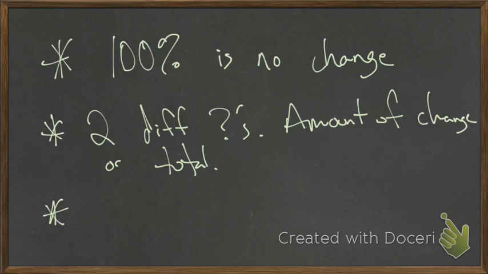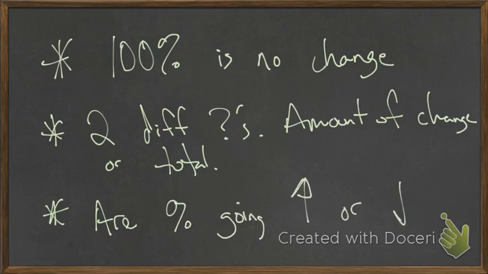And you're going to ask, are percents going up or down? Don't think of it in terms of, oh, commission problems are like this, tax problems are like this, tip problems are like this. Big picture, are percentages increasing or decreasing? And then how does that look?